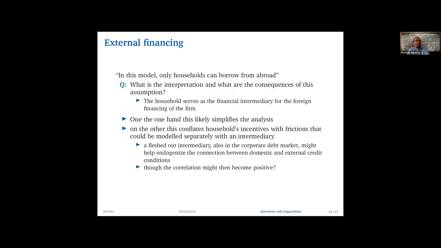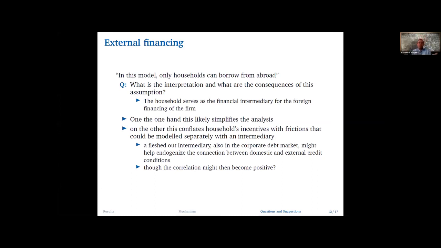Also, in this model, only households can borrow from abroad. So our firms borrow from domestic households, but they cannot borrow from abroad. And I wonder, how would we interpret this and what are the consequences? In some sense, you have the household serving as a financial intermediary for the foreign financing of the firm. This probably simplifies the analysis, but it also conflates some of the household's incentives with the frictions that firms facing an international financial market to fund itself would face.